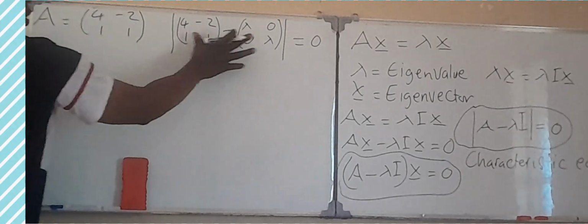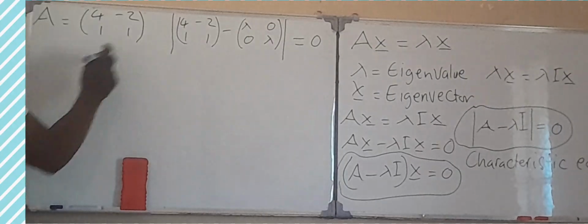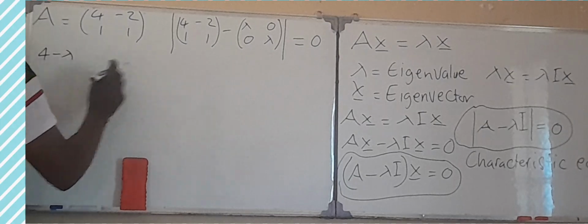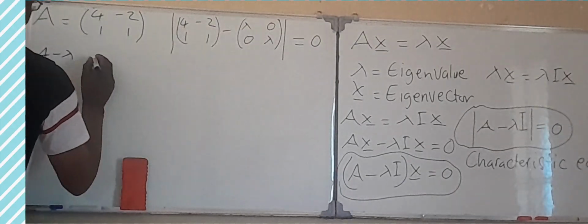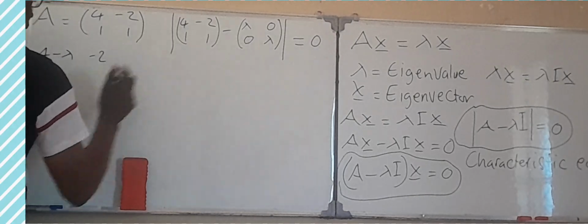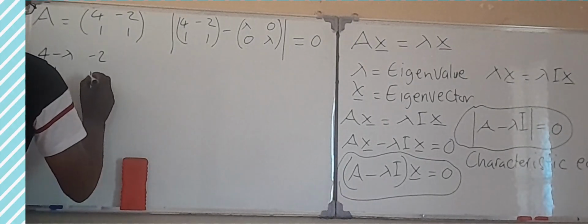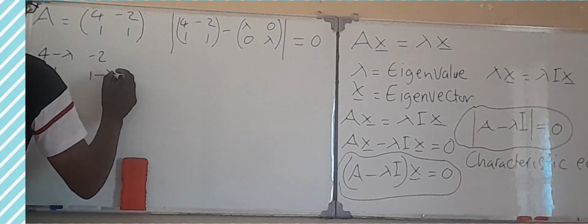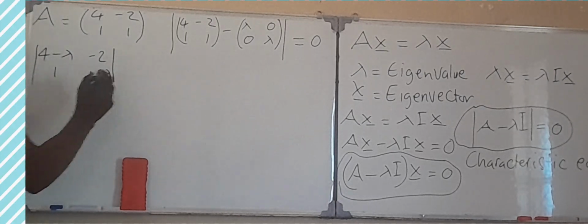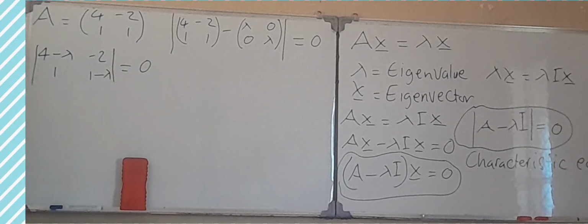So this is now our characteristic equation. We can, of course, simplify things because this matrix minus that matrix gives us 4 minus lambda, minus 2 minus 0, which is minus 2. 1 minus 0, it's 1. 1 minus lambda gives us 1 minus lambda. And this is the new determinant. And it's always equal to 0, our characteristic equation.